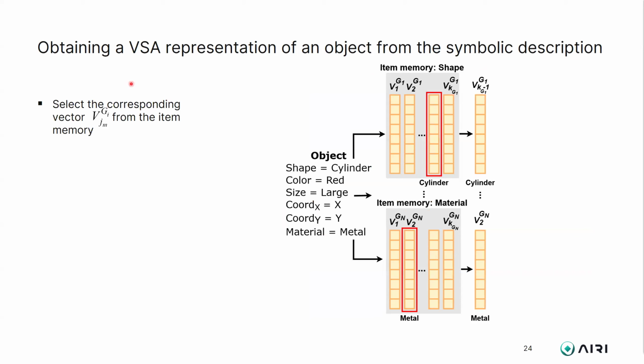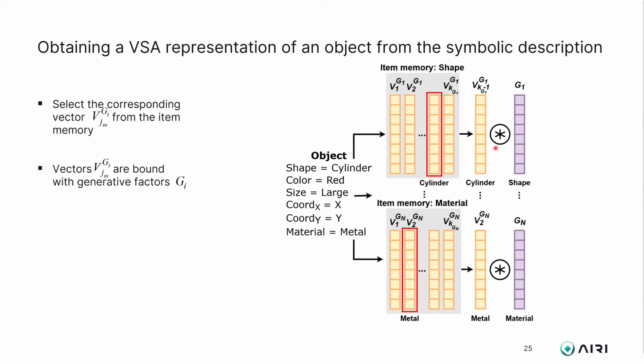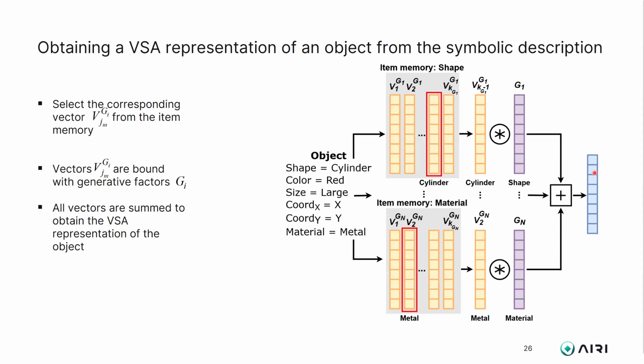So let's go step by step through obtaining a VSA representation of an object, in this case with a simple description. We get each vector, and then we bind them to the placeholder generative factor, and after that we sum all of them to obtain an object representation.